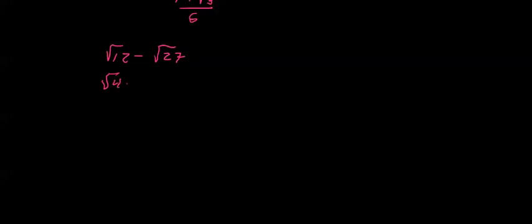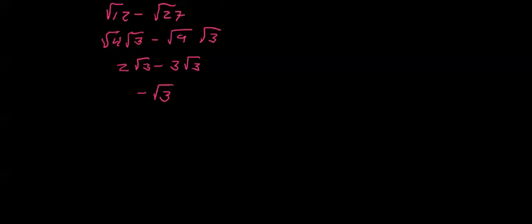4 and 3. Radical 27, 9 and 3. So we have 2 radical 3 minus 3 radical 3 gives me negative 1, or opposite of radical 3. All right? So always simplify first. Always simplify first.